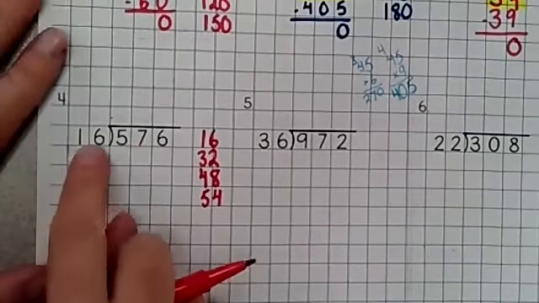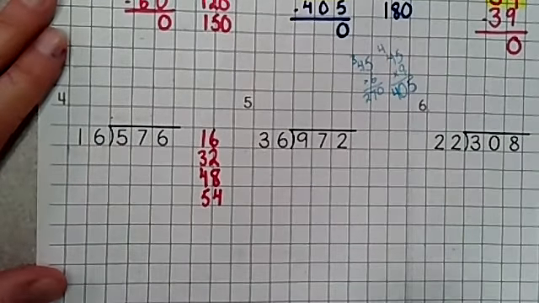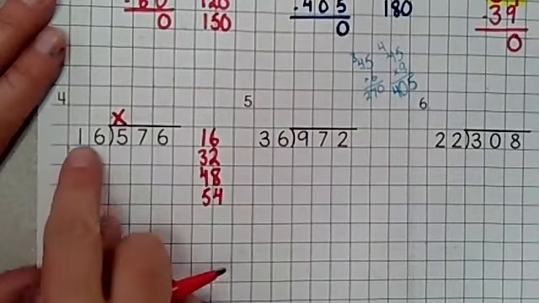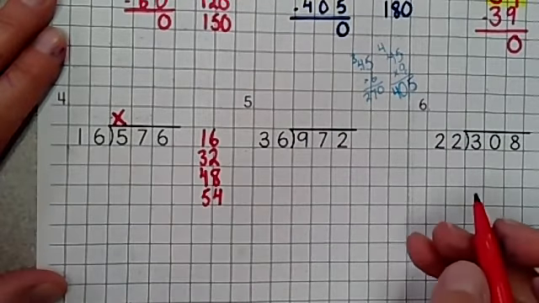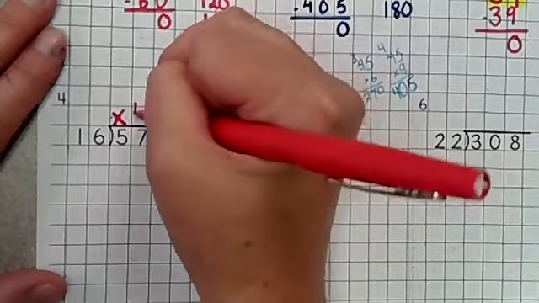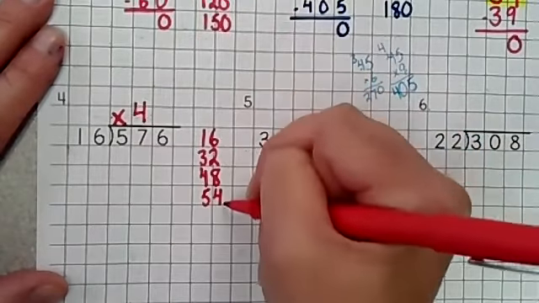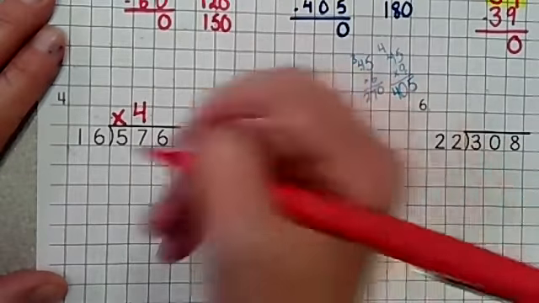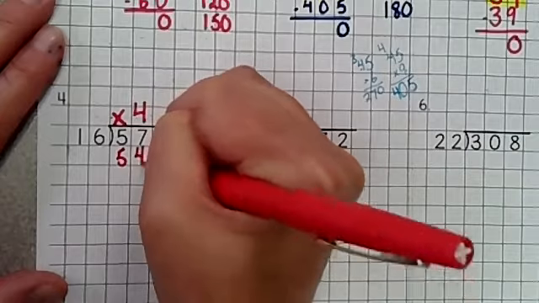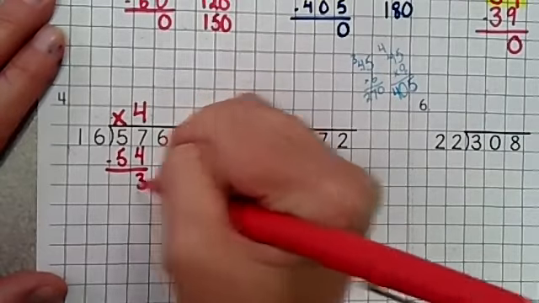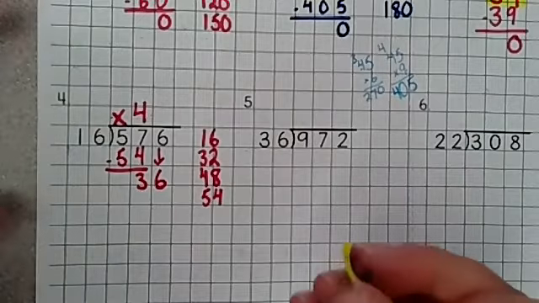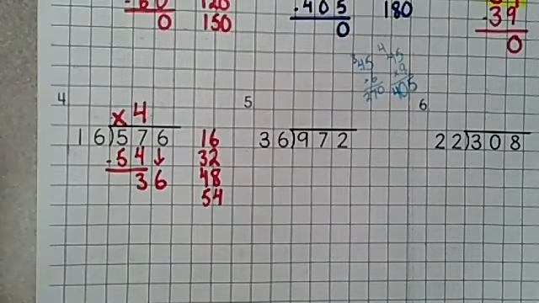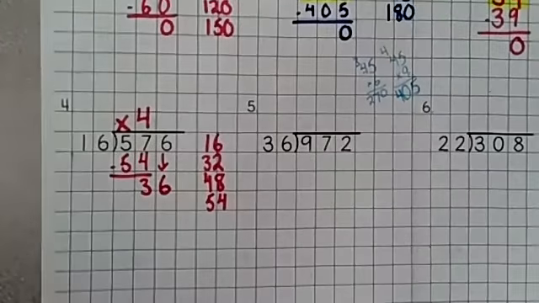Tierra, can I divide 16 into 5? Nope. Tierra, can I divide 16 into 57? How many times? 4. Put your 4 up top. Tierra, what is 4 times 16? 64. When you subtract, you get a 3. Bring down the 6, put it next to the 3, and we will have something's wrong.